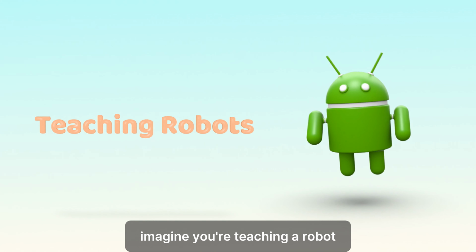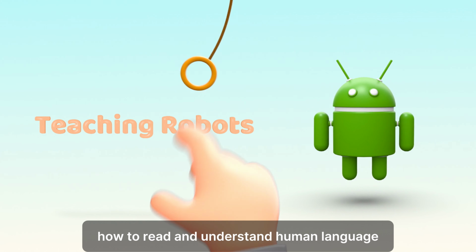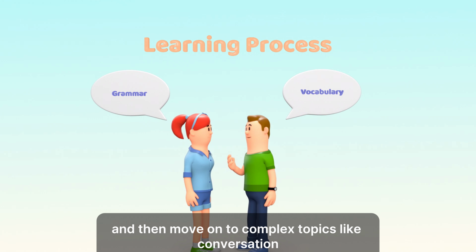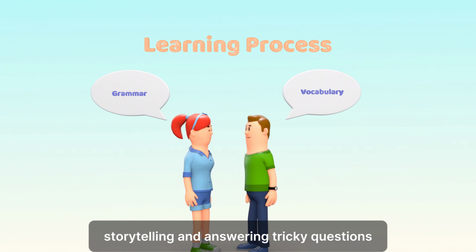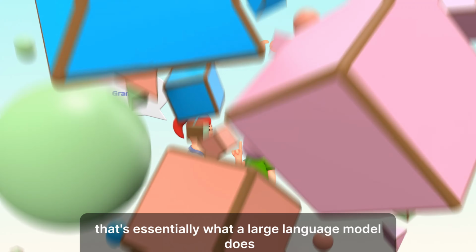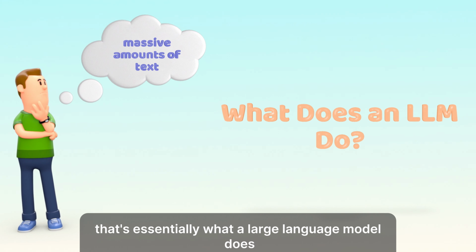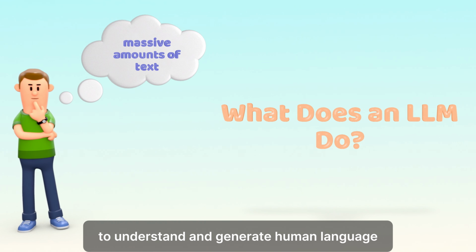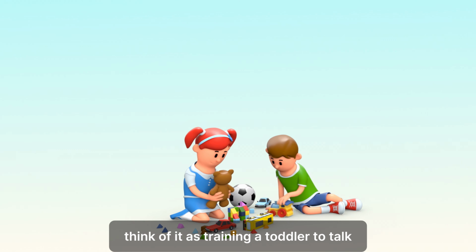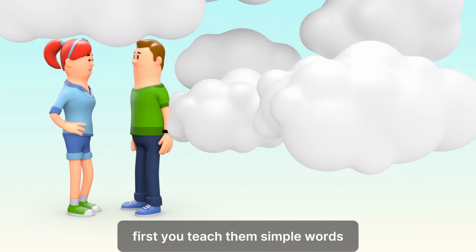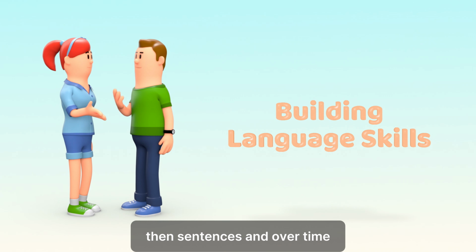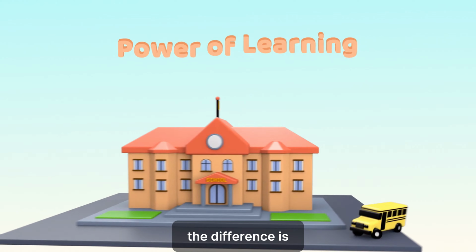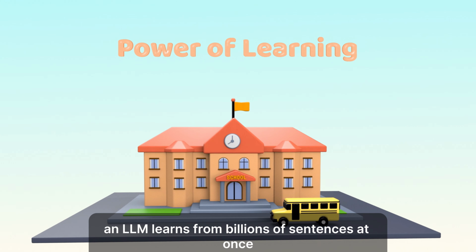Imagine you're teaching a robot how to read and understand human language. You start with basics like grammar and vocabulary, and then move on to complex topics like conversation, storytelling, and answering tricky questions. That's essentially what a large language model does. It's a computer program trained on massive amounts of text to understand and generate human language. Think of it as training a toddler to talk. First, you teach them simple words, then sentences, and over time they can tell stories and hold conversations. The difference is, an LLM learns from billions of sentences at once.